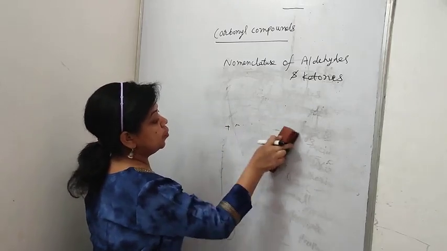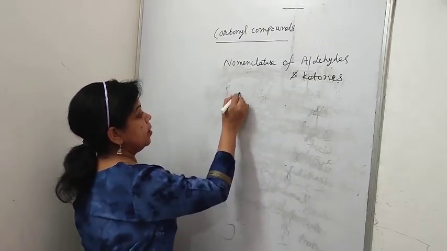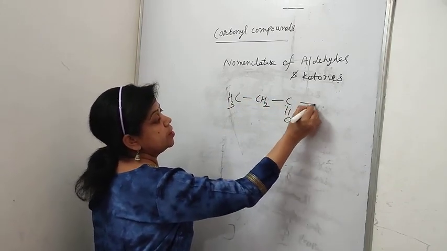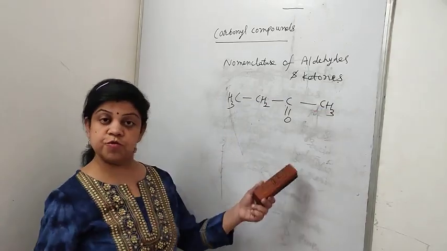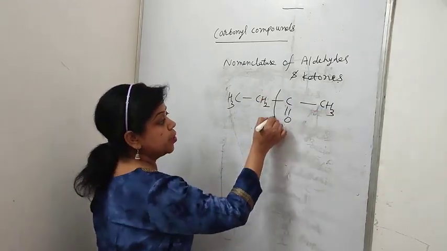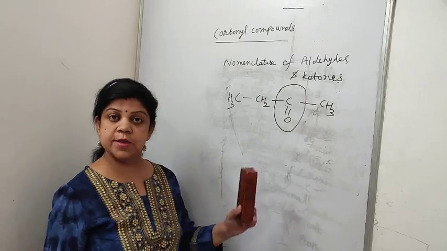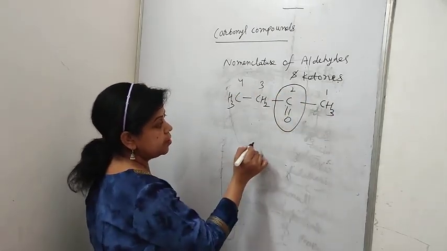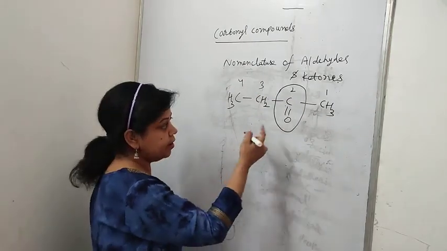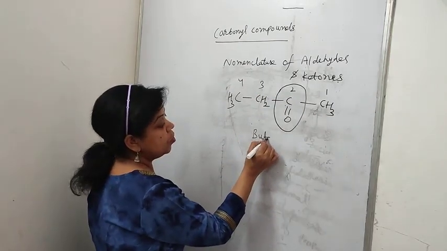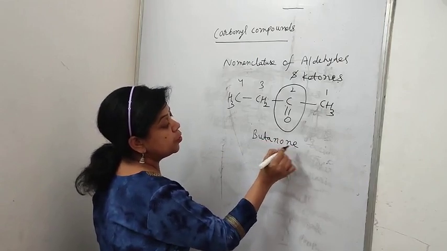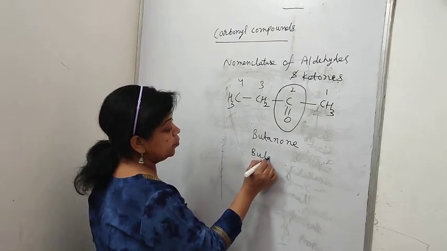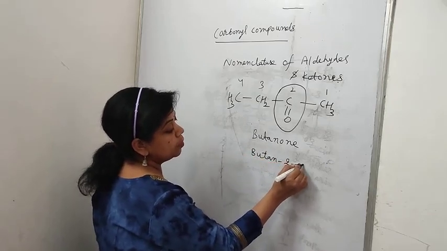The next ketone is CH3, CH2, CO, CH3. Here you have to locate the position also, because our ketonic group is present in middle. 1, 2, 3, 4. What it is called? It is 4 carbon alkane. That's why the name of this compound is butanone. So when we locate the position, the name becomes butan-2-one.